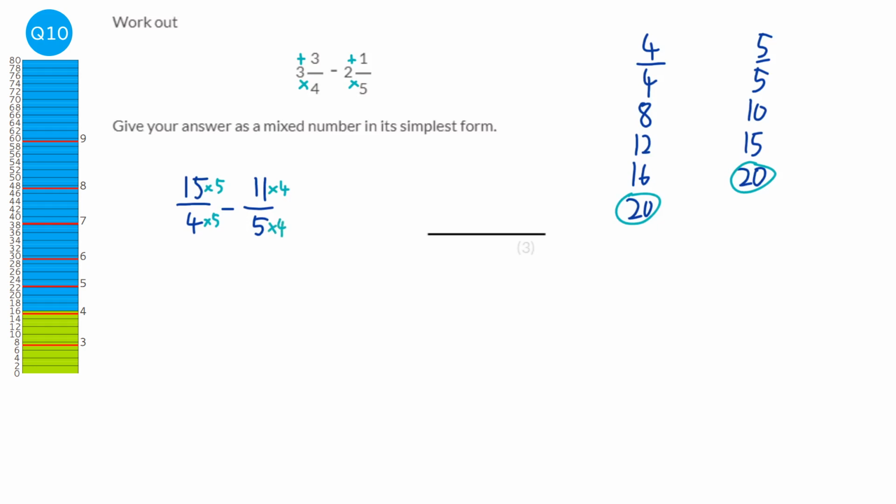So we must have the denominators the same to be able to add or subtract them, in this case subtract them. So when we do that, we get 75 over 20, and 11 times 4 is 44 over 20. Subtract the tops and we get 31 over 20. This is improper, so we can take away one lot of 20 from the top, which will give us 1 and 11 over 20, and that is actually our answer.